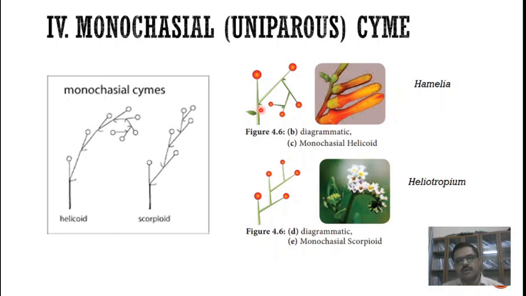They are suppressed. And from this single bract a single flower is formed, which produces a single bracteole. All other bracteoles get suppressed, which gives rise to a single new flower, and this pattern continues. So at a time only one flower is formed in a monocacial cyme.